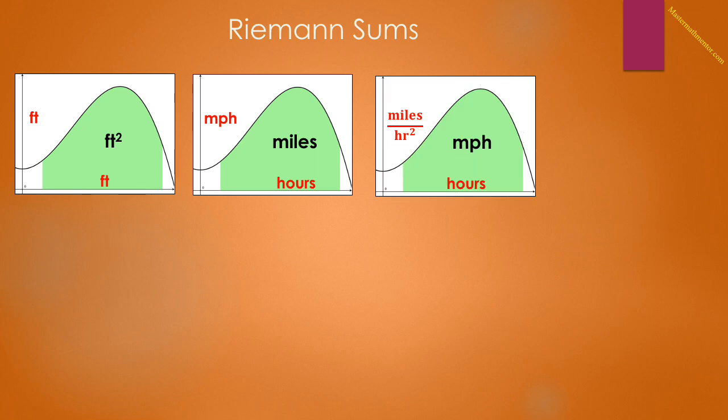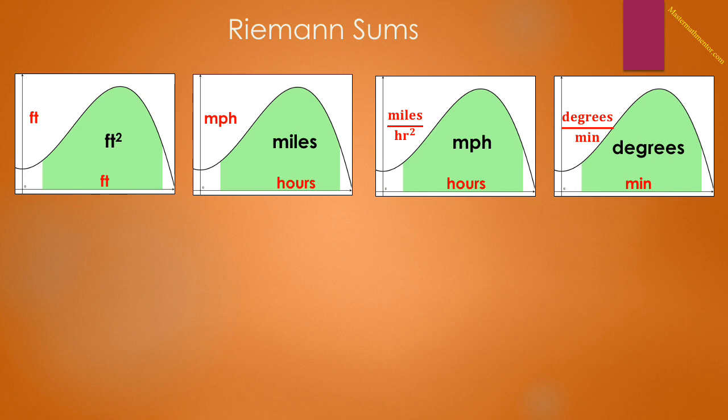In the third example, our x-axis is measured in hours, but our y-axis is measured in miles per hour squared. Therefore, the area under the curve would be measured in miles per hour. In the fourth example, the x-axis is measured in minutes, and the y-axis is measured in degrees per minute. Maybe it represents how the temperature is changing during the day. Therefore, the definite integral would be measured in degrees.